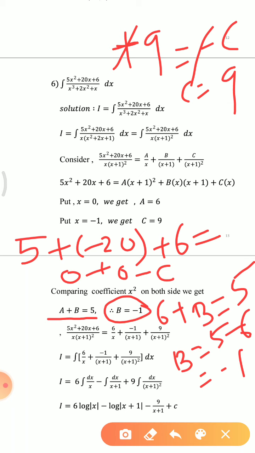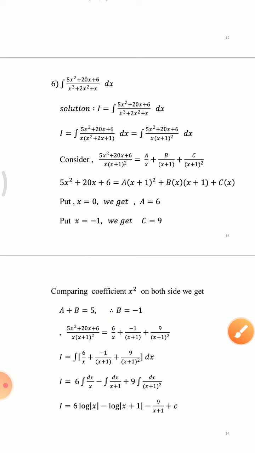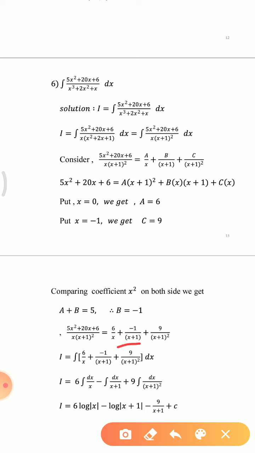Then substituting this A, B and C in this equation, the equation becomes (5x² + 20x + 6)/(x(x + 1)²) = 6/x, the value of A is 6, plus the value of B is -1, that is -1/(x + 1), and the value of C is 9, plus 9/(x + 1)². Then the new integration form is I = ∫[6/x - 1/(x + 1) + 9/(x + 1)²] dx.